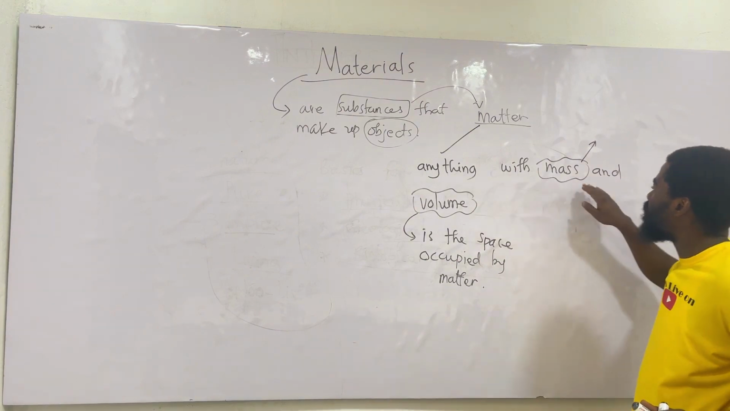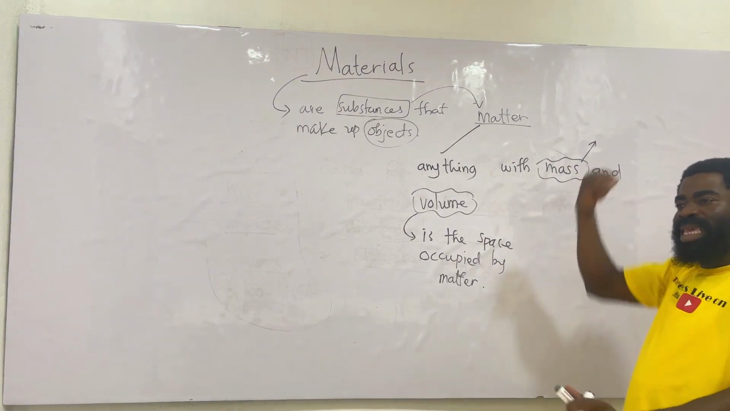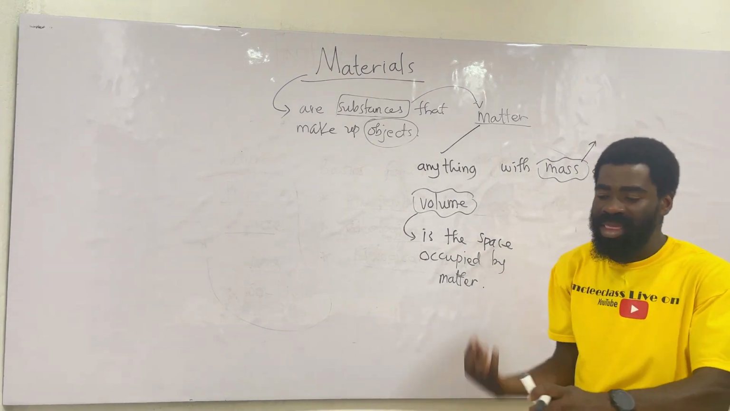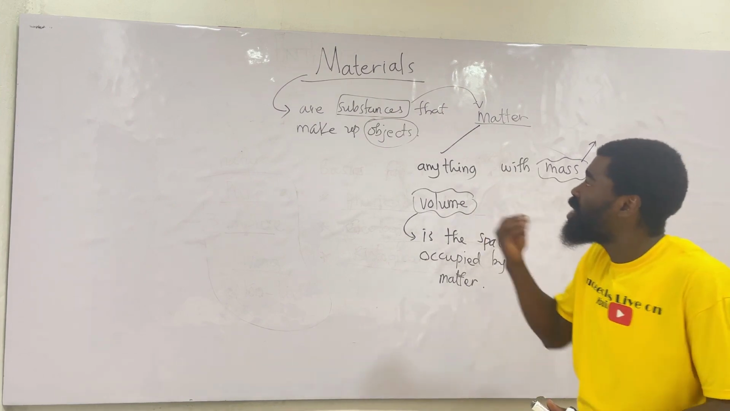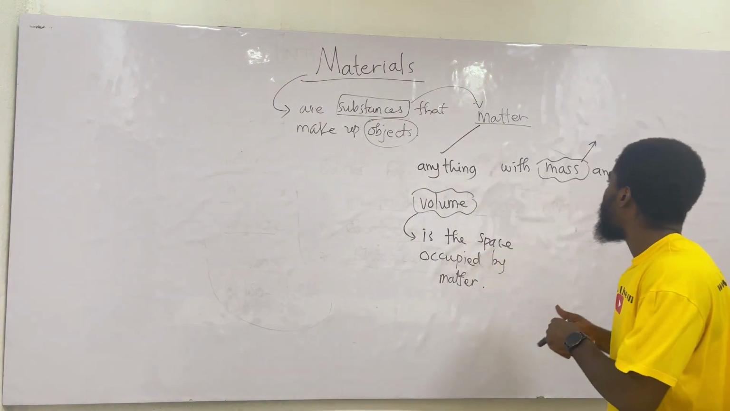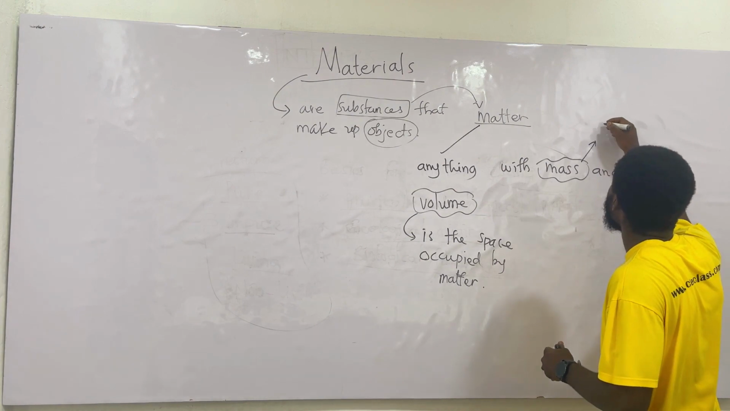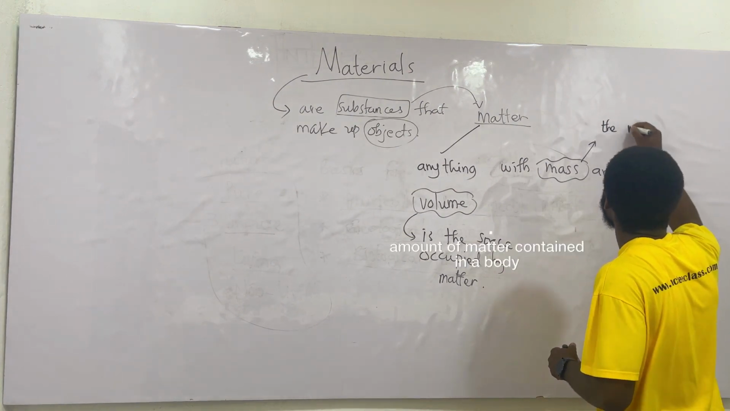I hope you get the point I'm making. So matter is anything that has mass. What is mass? The things in that object we are looking at, the things in matter, the substances in matter is referred to as what? Mass. So mass is basically the matter content.